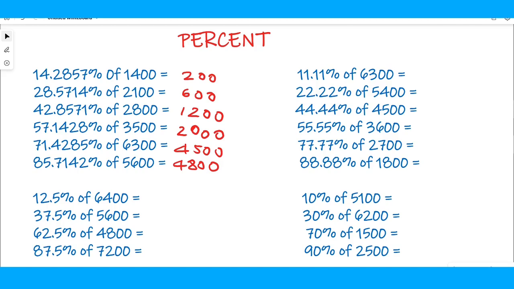12.5% of any number is 1/8 of that number. Thus 12.5% of 6400 is 1/8 of 6400, which is 800. So we write 800. Hence 12.5% of 6400 is 800.